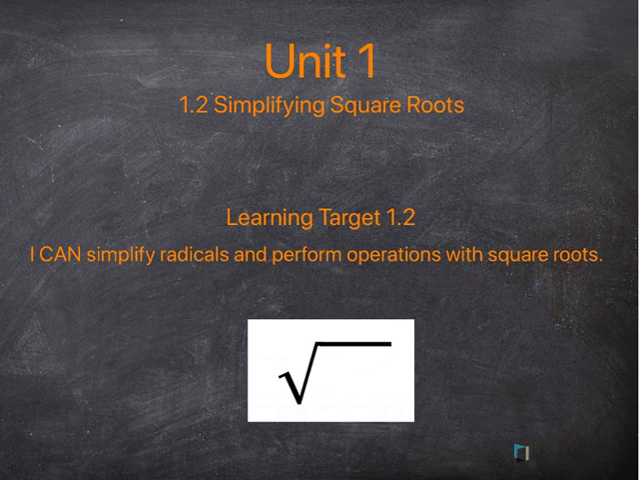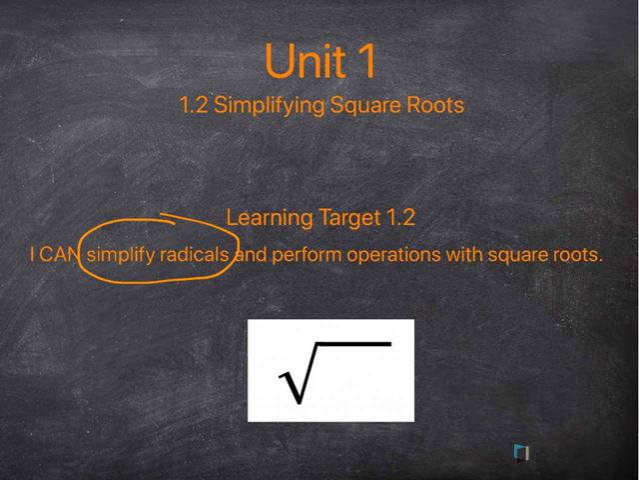This is lesson 1.2, simplifying square roots within Unit 1 of Algebra 1. More specifically, we're going to be looking at Learning Target 1.2, and really just the first part of the learning target that we can simplify radicals. And radicals is just another word for square roots, but it also includes higher roots like cube roots and fourth roots and things you'll get into in Algebra 2. But for this class, we will only deal with square roots.